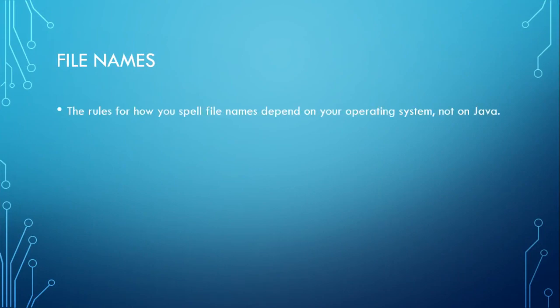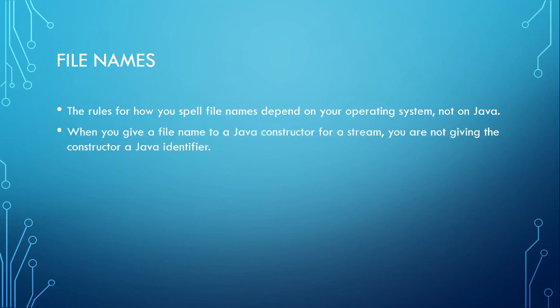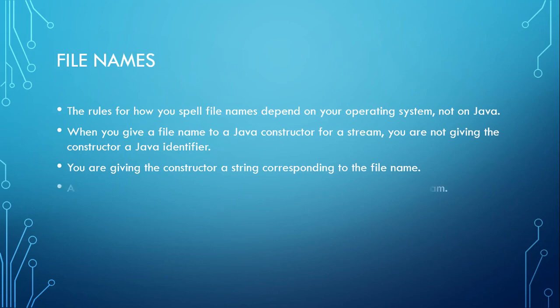The rules for how you spell file names depend upon your operating system, not on Java. So let's talk about things like different file conventions, the characters you can use. When you give a file name to a Java constructor in a stream, you're not giving the constructor a Java identifier. This is all based upon your operating system. Instead, you're giving the constructor a string corresponding to the file name. If you notice, it was stuff.txt. Stuff is the name, txt is the extension. You have to put the whole thing in there. You can't just say stuff because it won't know what type of file it is.